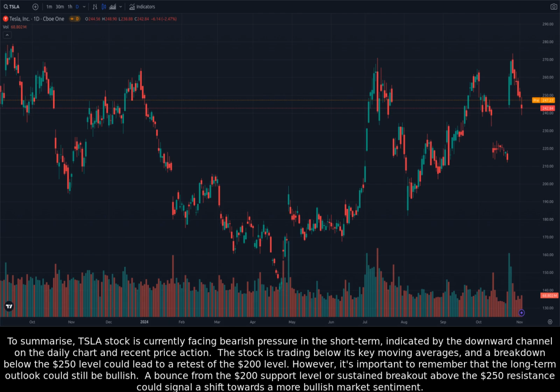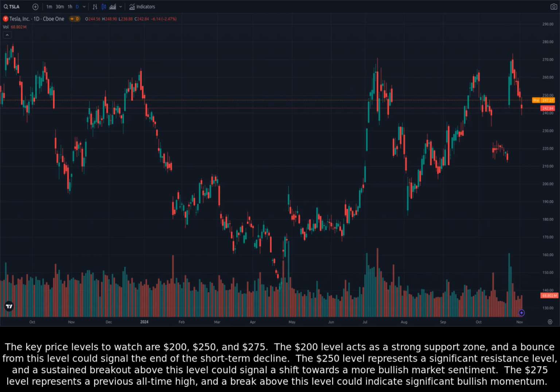The key price levels to watch are $200, $250, and $275. The $200 level acts as a strong support zone, and a bounce from this level could signal the end of the short-term decline. The $250 level represents a significant resistance level, and a sustained breakout above this level could signal a shift towards a more bullish market sentiment. The $275 level represents a previous all-time high, and a break above this level could indicate significant bullish momentum.